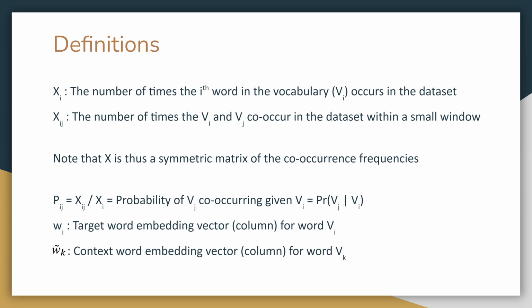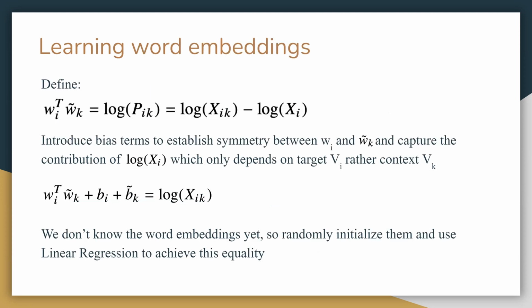P_ij, which is the probability of word v_j occurring given that word v_i is present, will be X_ij divided by X_i. W_i is taken to be the target word embedding vector column for the word v_i. And W_k is taken to be the context word embedding column for the word v_k. Next slide.